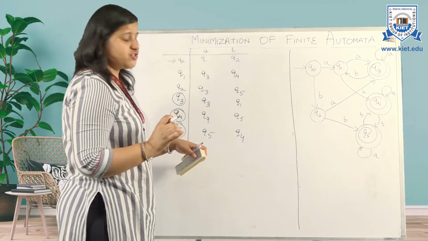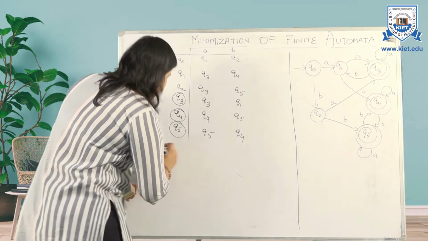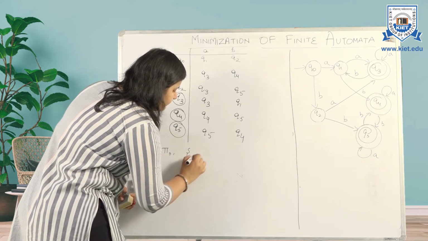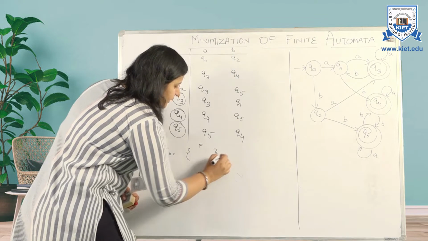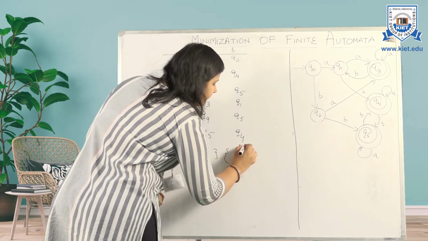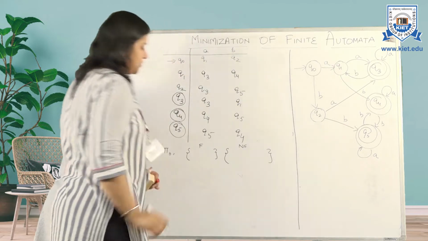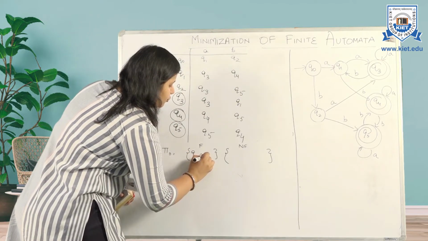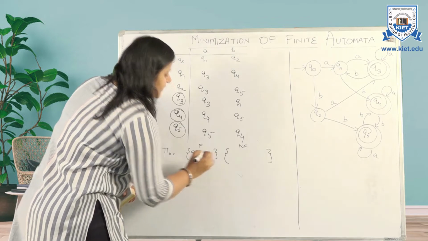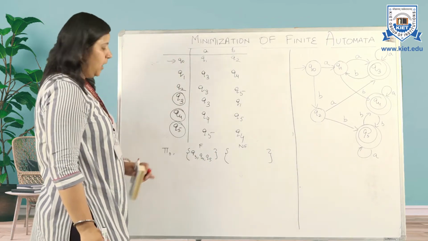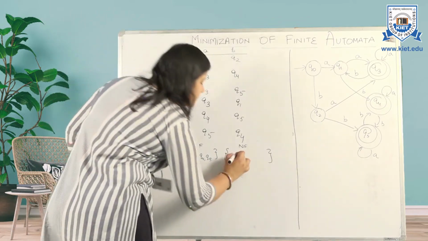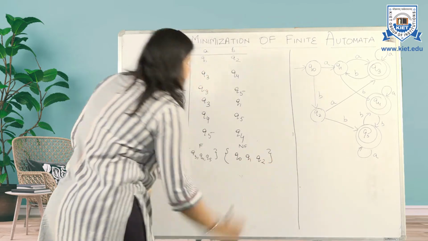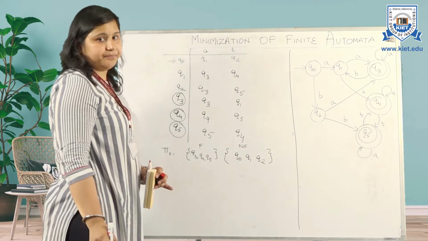Next is to make the transition table, and then we will make pi naught as the set of all final states and the set of all non-final states. What is the final state set? The final states are Q3, Q4, Q5. What are the non-final states? Q0, Q1 and Q2. These are the non-final states.